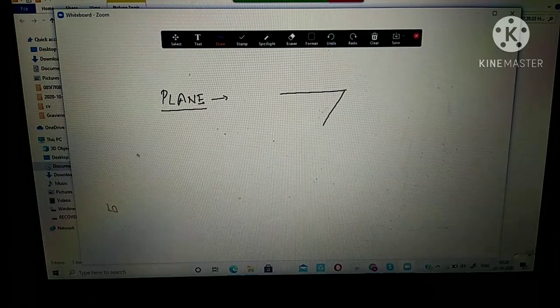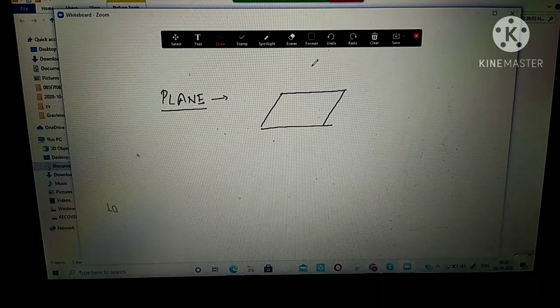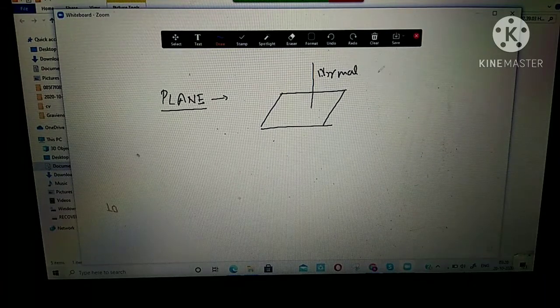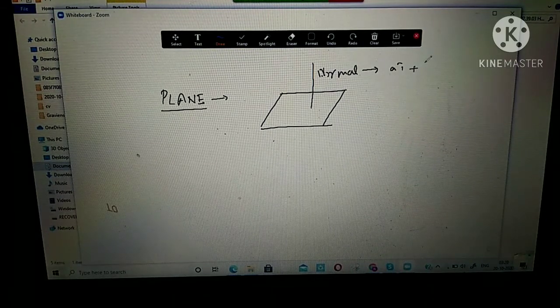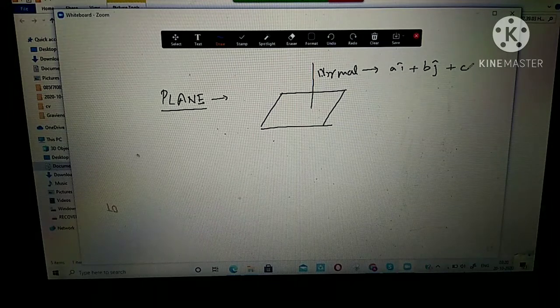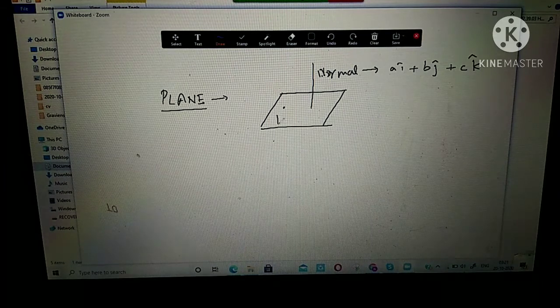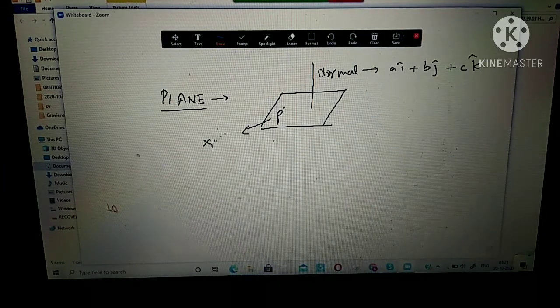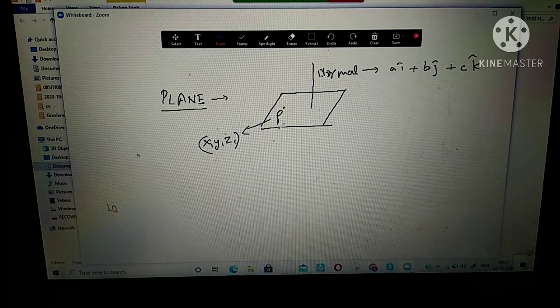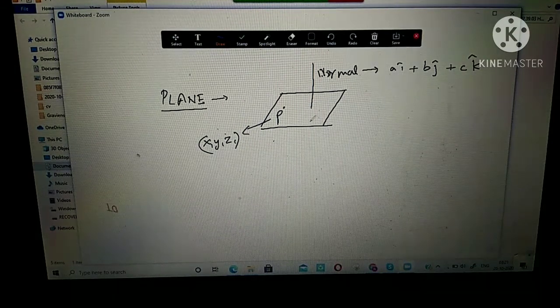For writing the equation of a plane, suppose we have the normal. This is the normal for the plane. Suppose the normal vector is a i cap plus b j cap plus c k cap, the vector which is normal to the plane. And we have any point P lying in the plane, say x1, y1, z1.